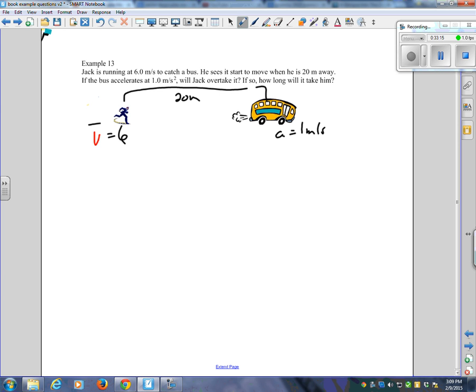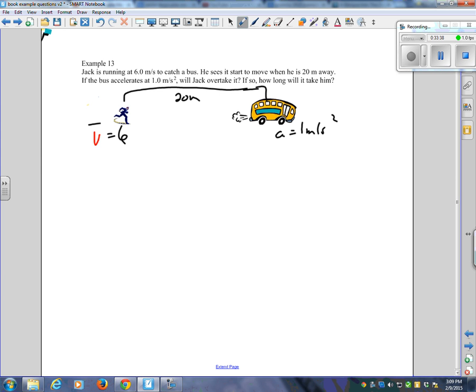So it's going slower than him at the start. Overtake it means like catch it. Will he catch it? Will Jack get to the bus before the bus is going faster? Because how long does it take before the bus is going faster than Jack? 6 seconds, right?